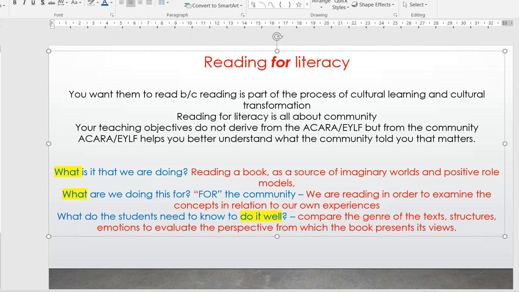So we need to enable children in the process of their reading to be given access to resources that allow them to create rich associations. So this resource-based reading is critical. I've spoken about it in my previous lecture where I was talking about the kinds of support systems that you should be thinking of developing to support students' reading.